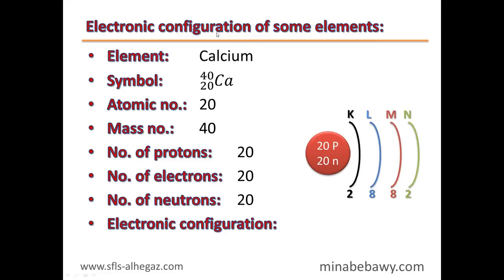The nucleus of calcium contains 20 protons and 20 neutrons. The calcium atom contains 20 electrons which are distributed in 4 energy levels. K contains 2 electrons, L contains 8 electrons, M contains 8 electrons, and finally N contains 2 electrons. So the electronic configuration for calcium is K2, L8, M8, and finally N contains 2 electrons.